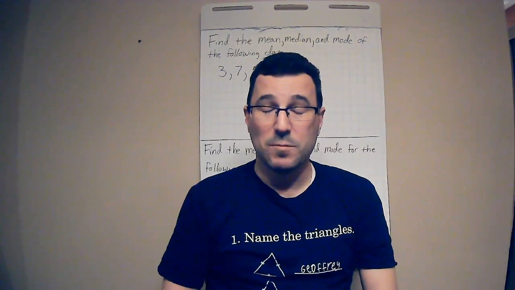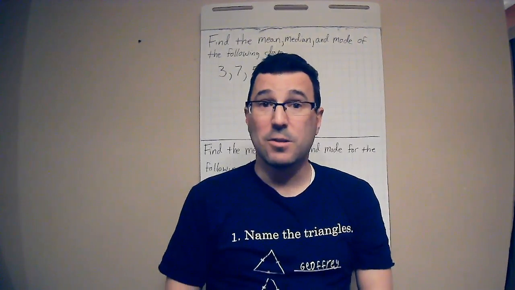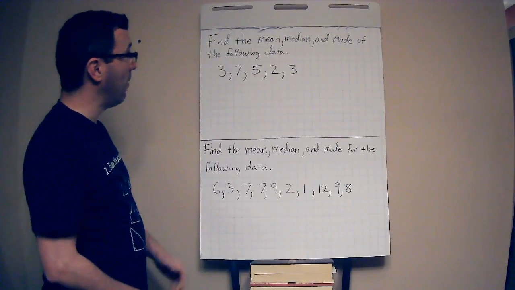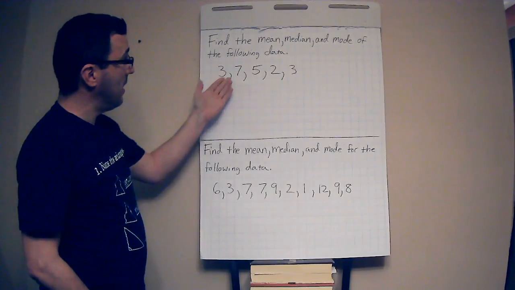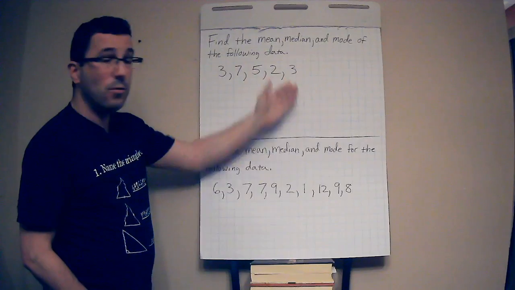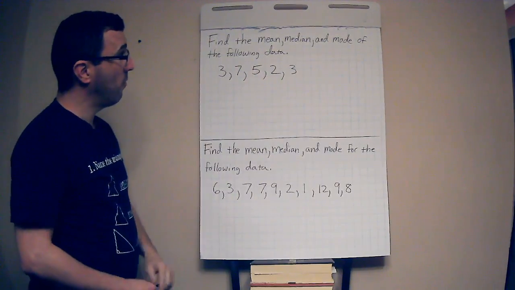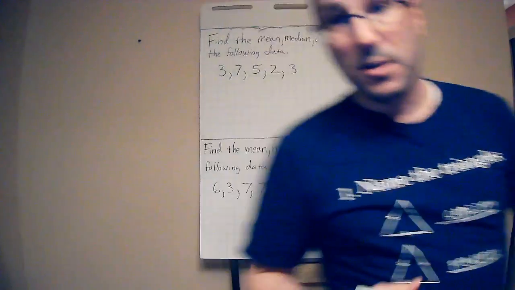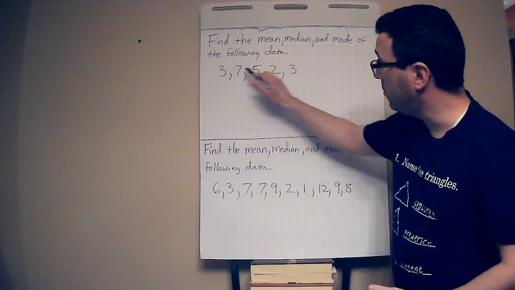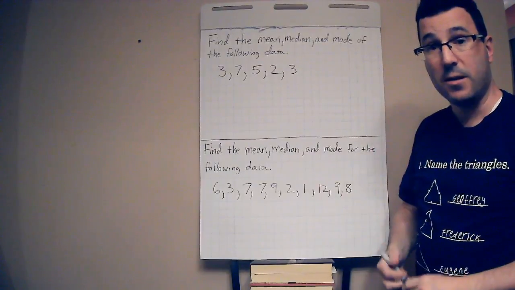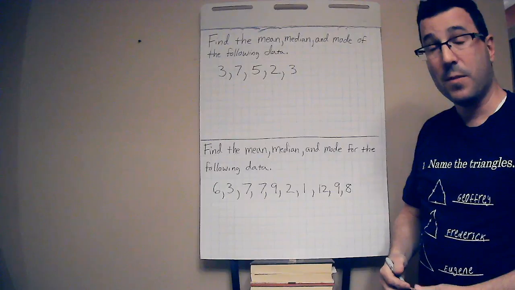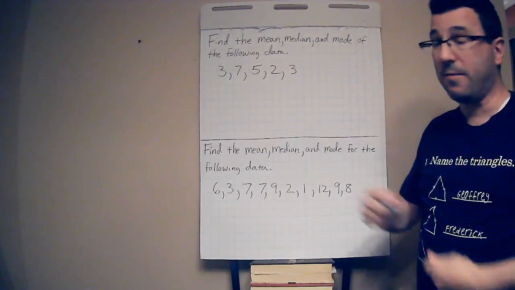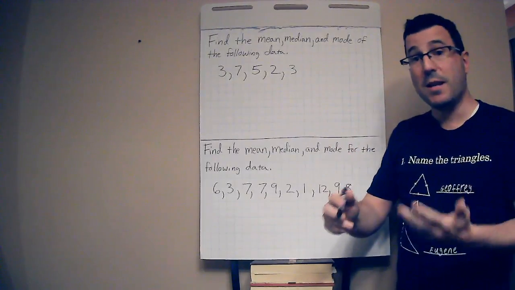So let's take a look at some data and let's figure out these three things. Find the mean, median, and mode of the following data: 3, 7, 5, 2, 3. In order for us to find the mean, the average, we're going to add these 5, because we have 1, 2, 3, 4, 5 pieces of data. We're going to add those 5 things together, and then whatever they sum up to, we're going to divide that by 5 in this case. Remember, it's however many numbers there are.